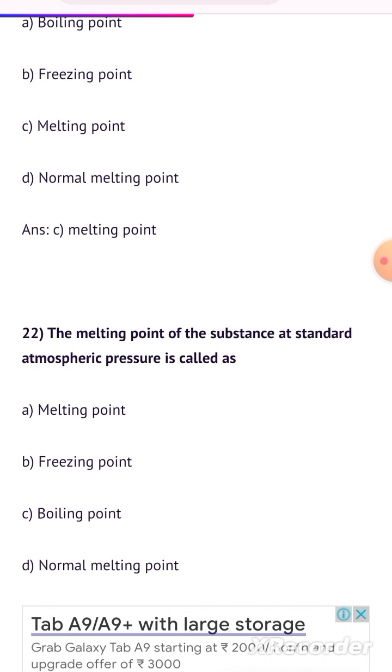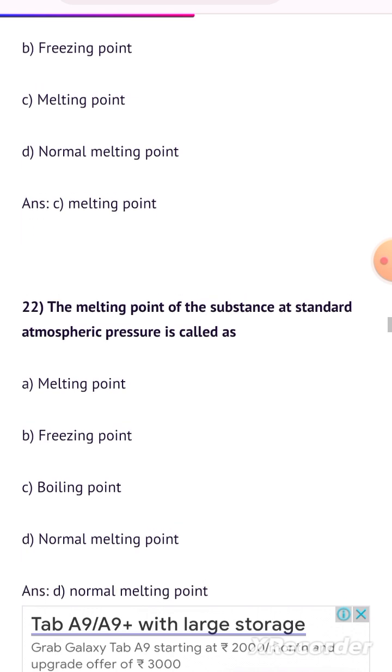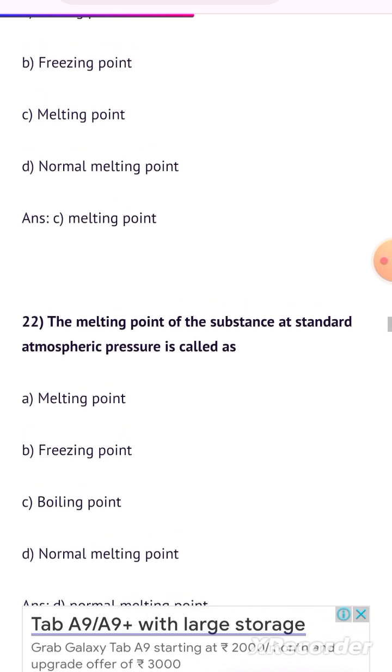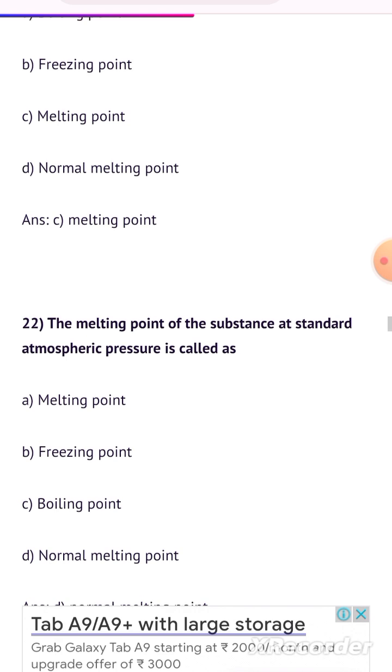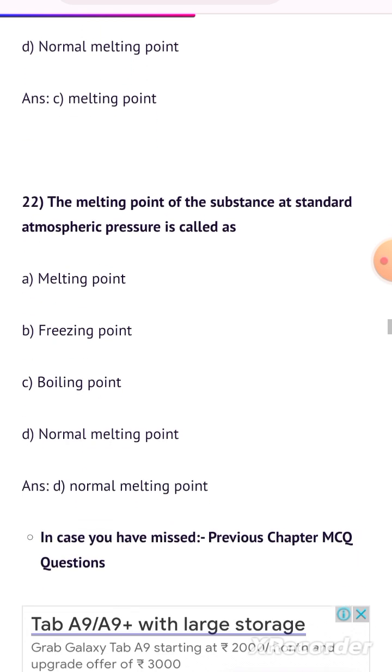Question number 22. The melting point of the substance at standard atmospheric pressure is called as... All right, what is the answer? Normal melting point. If it is measured at the standard atmospheric pressure, it is called the normal melting point.